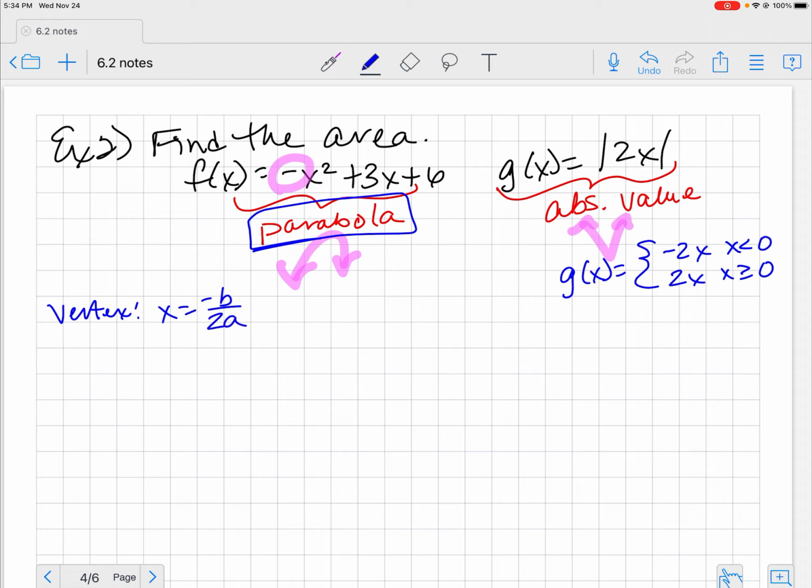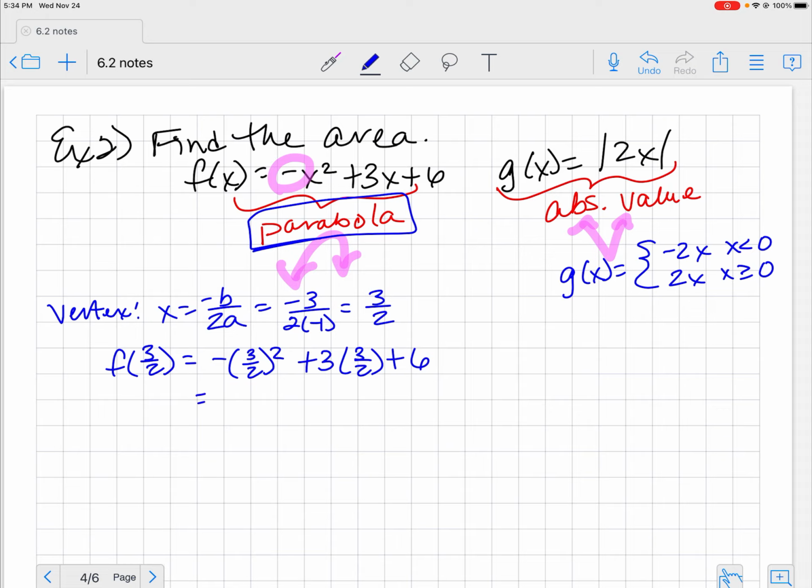Really pulling on that algebra. So now I have -3 over 2 times -1. So this is a positive 3/2. Oh, nice. All right. So because of that, interesting, then I plug in 3/2 to my function to get the output y value. So I've got a -3/2 squared plus 3 times 3/2 plus 6. Okay. So a -9/4 plus 9/2 plus 6. Are you guys with me?